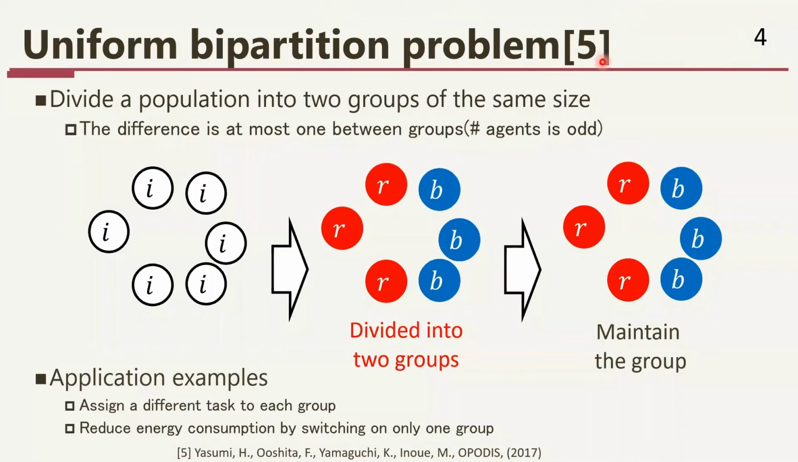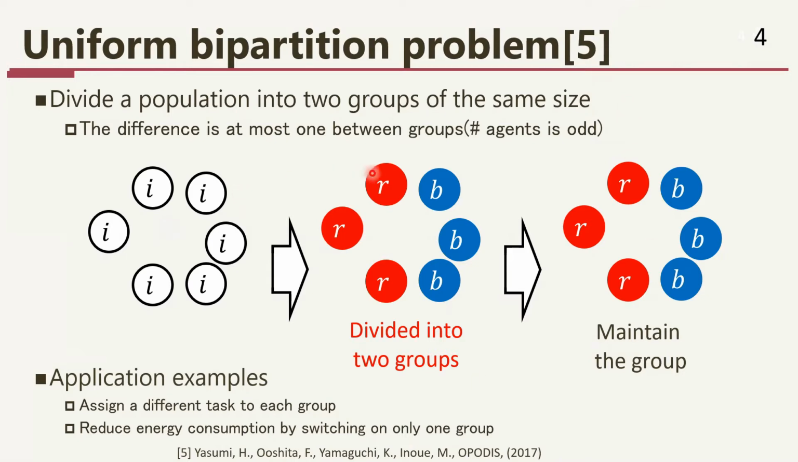The goal of the uniform bipartition problem is to divide the population into two groups of the same size and maintain the groups after that. Please note that the difference is at most 1 between groups, because if the number of agents is odd, it cannot be divided into 2.